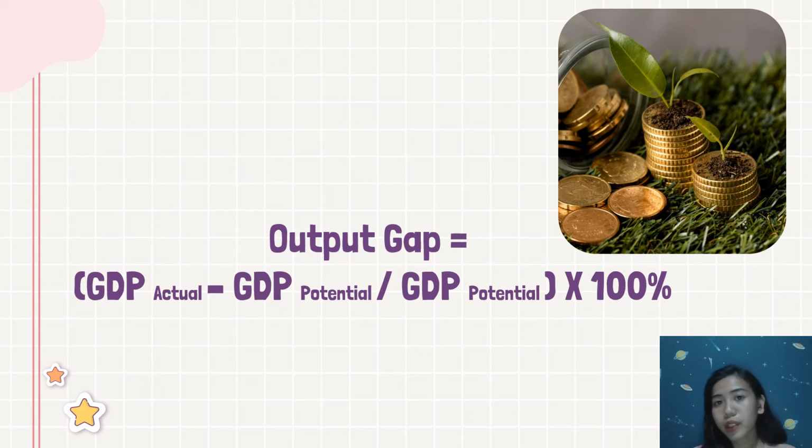This is the formula for the output gap: GDP actual minus GDP potential, divided by GDP potential, times 100%. So this is an example for the output gap.